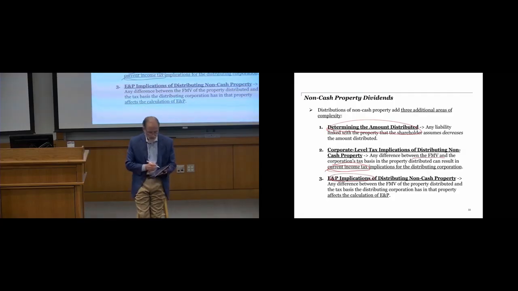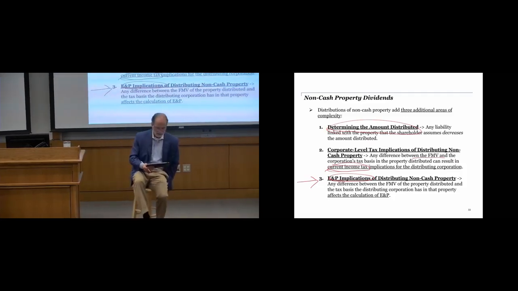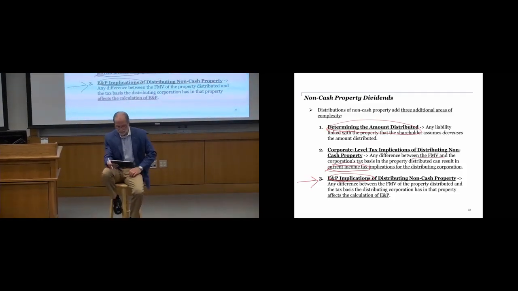Then there are the E&P implications of distributing the non-cash property. Again, any difference between the fair market value and the tax basis the distributing corporation has in that property affects the calculation. I think this is the most complicated part of this subject matter, that third component. We'll go through that, and I have a few slides that will help you understand what that means. But first, I have to determine the amount distributed, which is more difficult, and I have gain or loss to deal with, and then E&P.